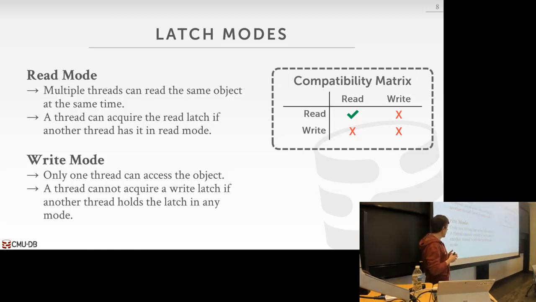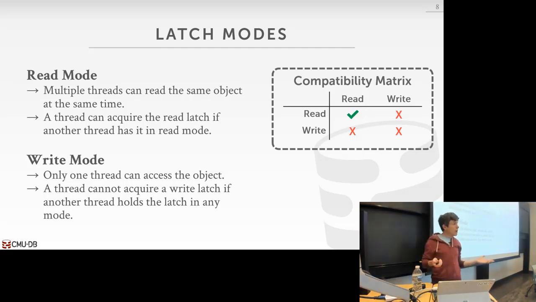If I take the latch in write mode, that's an exclusive latch, only one thread can hold that latch in that mode at a time. So if I hold the write latch, I'm making changes, nobody else can read that object that I'm protecting until I finish. Right? That's the only two modes we care about. Think of this as, again, multiple threads can share this one. This is an exclusive latch.